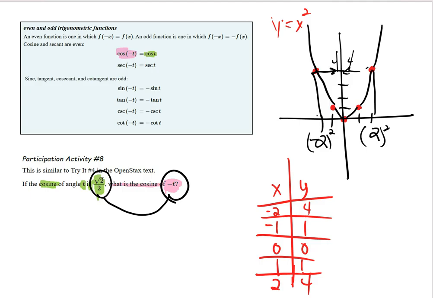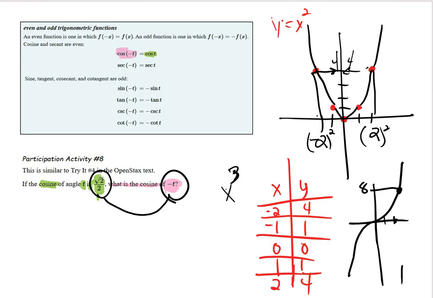Cubics are different because a cubic equation would look something like this. And so if x was 2, it would be 8. Actually, I drew this wrong, sorry. It would go like this. If you had x cubed, when x is 2, y would be 8. But if you have negative 2, y would be negative 8. It would be the opposite. And those are called odds.